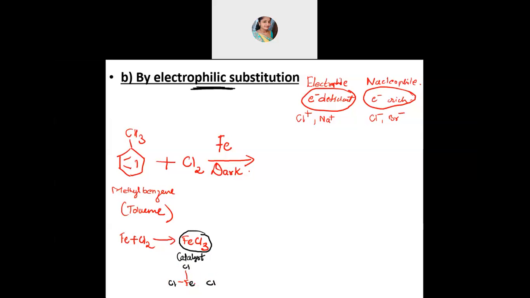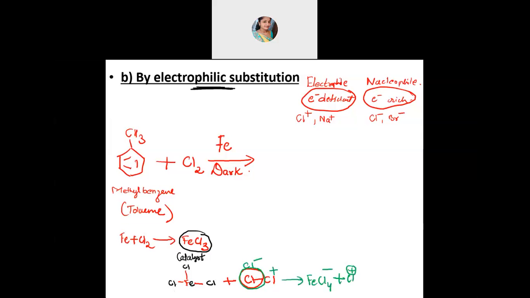I'll draw here once again. So Fe is having 6 electrons, so it requires 2 more electrons to complete its octet. So what this FeCl3 will do is try to combine with another chlorine molecule, Cl bonded with Cl. It will take all these electrons, and the other chlorine will be left with nothing. This other chlorine will get a positive charge, and this whole Cl will become Cl minus. That Cl minus will be taken by FeCl3 and give rise to FeCl4 minus plus Cl plus. So one electrophile will be generated here.